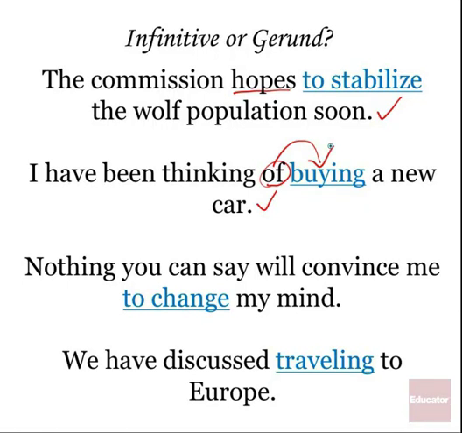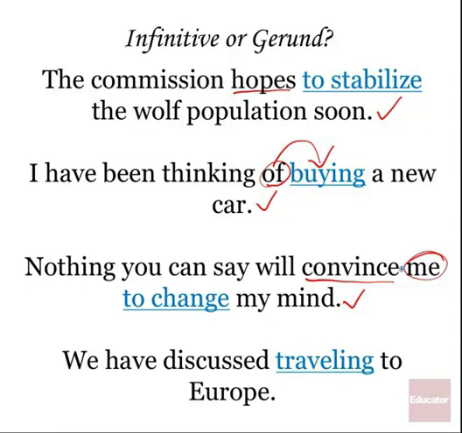Nothing you can say will convince me to change my mind. Your clue here was convince. This is one of those verbs that can be followed by an infinitive if it has a noun or a pronoun after it, in this case, me. Remember, you're talking about communicating an idea or an order to another human being. You very often use verb, object, infinitive.